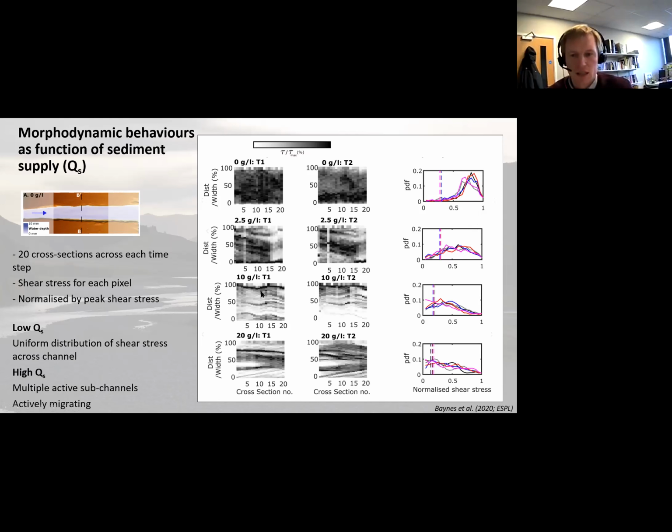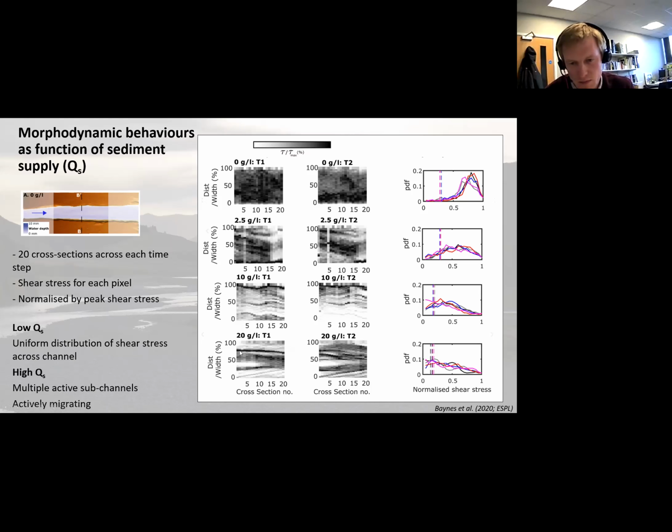higher shear stresses. So these are the two highest examples, experiments with the highest sediment flux. So if we look at the shape of the PDFs on the right hand side, we can see that the peaks are closer to 0.1, 0.2. So most of the pixels that have water in them, the shear stress is much lower than that peak shear stress, and you can see that in the maps on the left hand side.